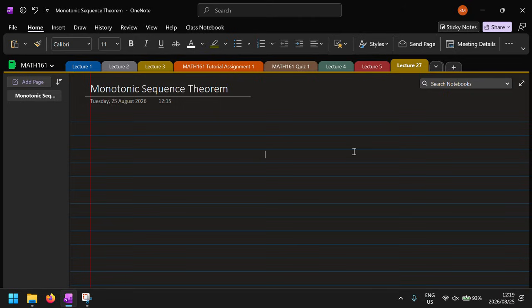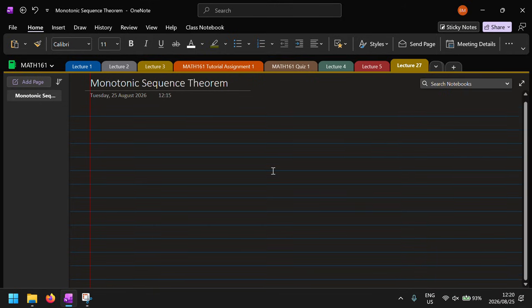So today we'll be going through the monotonic sequence theorem. We will not be doing the proof for this, so you don't need to worry about that. However, the applications of using it will be very important for the quiz next week, for the test coming up, and the exam. Okay, so you will see this in all three.